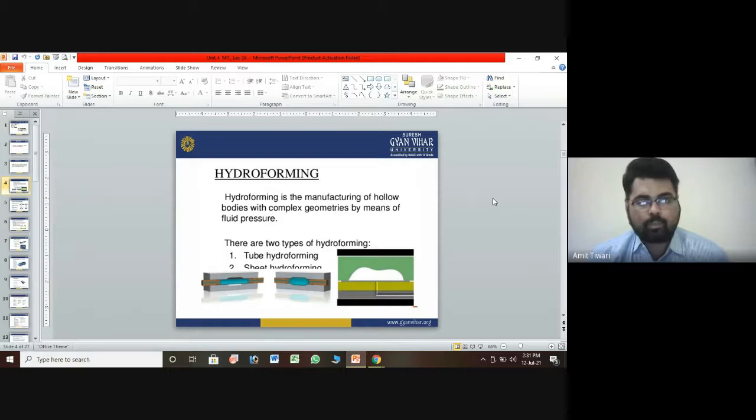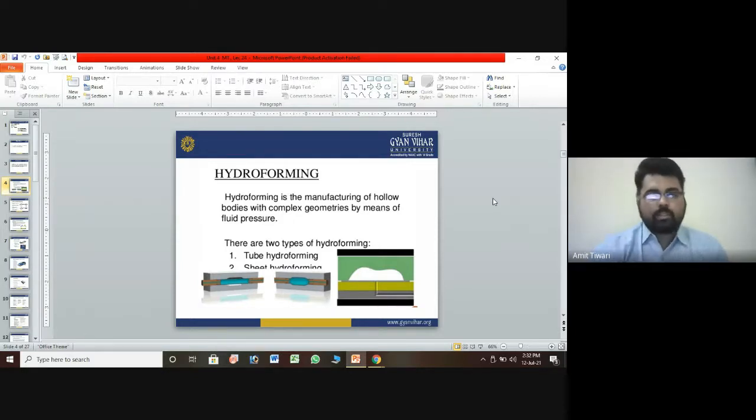There are two types of hydroforming. The first is tube hydroforming, and the second is sheet hydroforming. These two parts are popularly known as hydroforming terms. To repeat, it is a common process, generally used in manufacturing industries for making any desired shape by the application of fluid pressure. So the definition is that hydroforming is the manufacturing of a hollow body with complex geometry by means of fluid pressure.